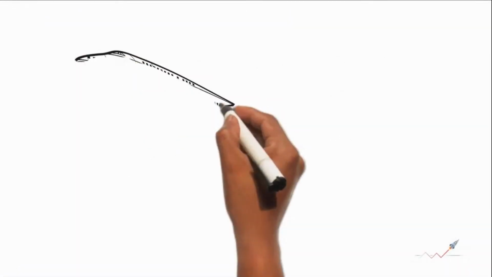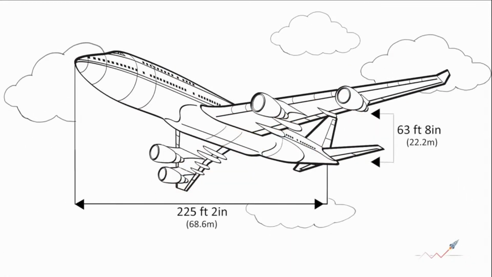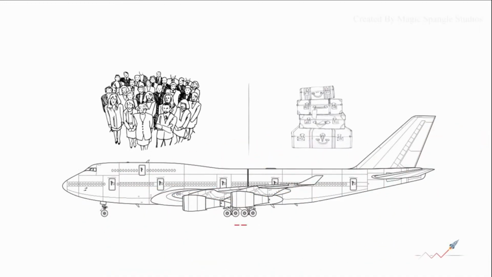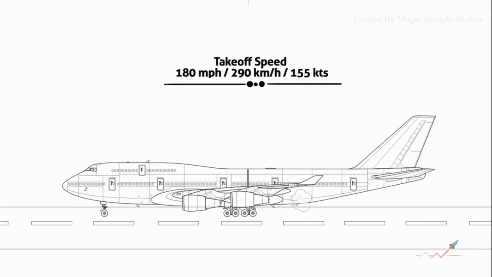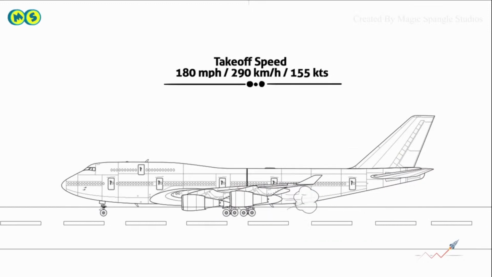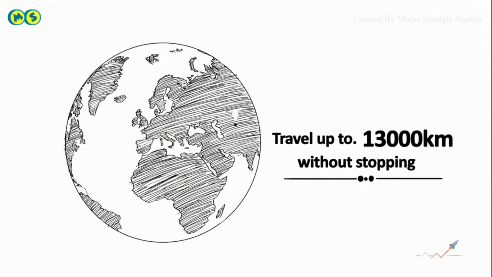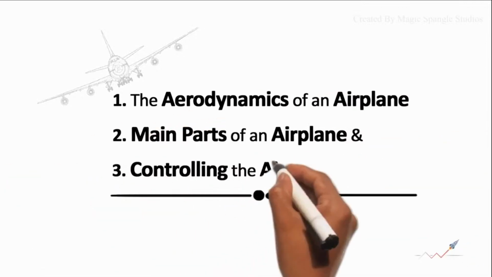If you have ever flown on an airplane, you know that it's an enormous-sized, amazing machine. A typical 747 can carry more than 500 passengers and weighs around 800,000 pounds when taking off. Yet it rolls down the runway at a speed of 290 kilometers per hour, and as though by magic, lifts itself into the air and can travel up to 13,000 kilometers without stopping. Incredible, isn't it? Today, we are going to learn how an airplane flies in a very simple way by going through the aerodynamics of an airplane, the main parts of an airplane, and controlling the airplane.